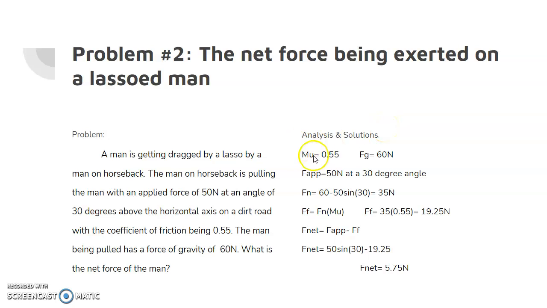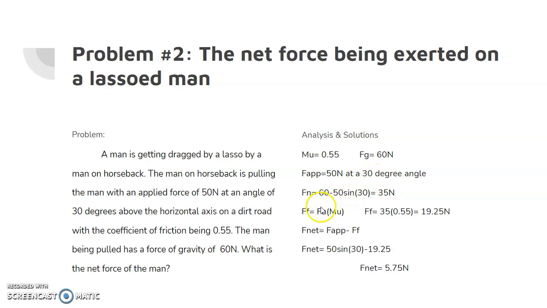So, we know the coefficient of friction is 0.55, we know the force of gravity is 60 newtons, and we know the force applied is 50 newtons at a 30-degree angle. So the first thing we need to do is find the normal force. We can get the normal force by subtracting the force due to gravity by the applied force in the vertical direction. Since the man is getting pulled at an angle of 30 degrees, we have to multiply 50 by the sine of the angle to get that component. So we subtract 60 minus 50 sine of 30 to get 35 newtons, which is the normal force.